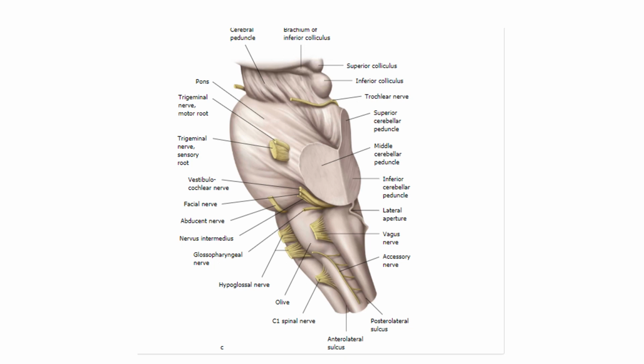And what do we see next down here? We could see vestibular cochlear, this little guy. Okay, then we could see facial nerve. We could see abducens. We could see glossopharyngeal right here. And then we could see vagus coming out right here. Okay, so vagus right here. And then we see hypoglossal or 12 right here.